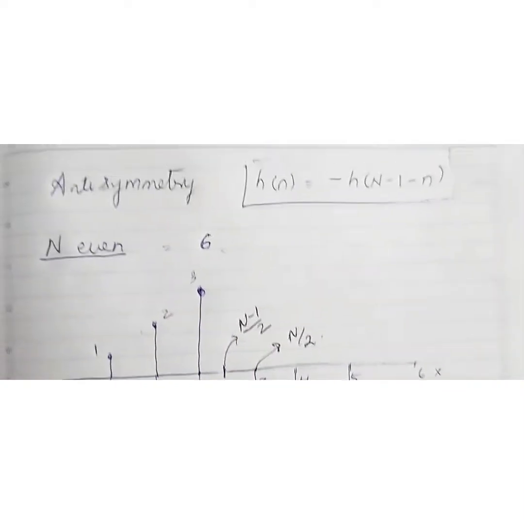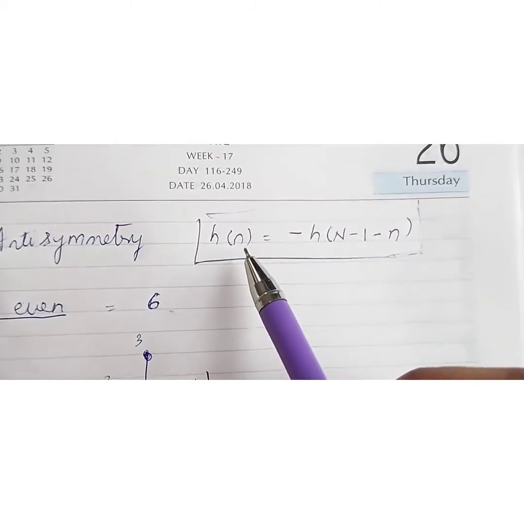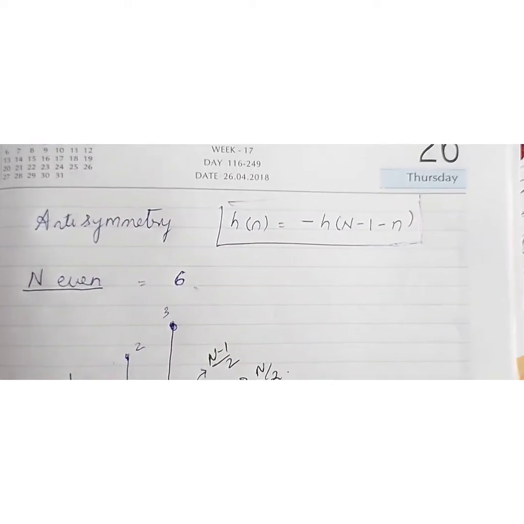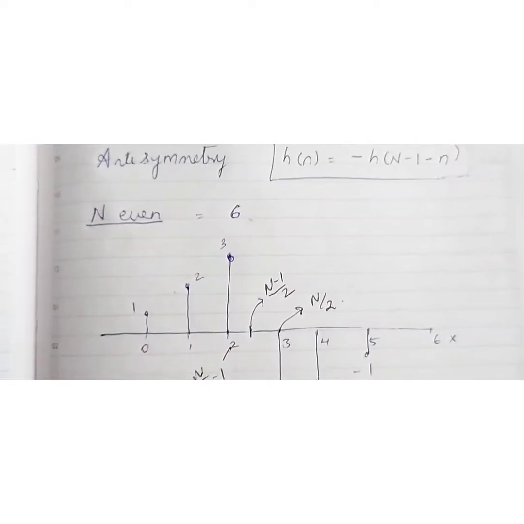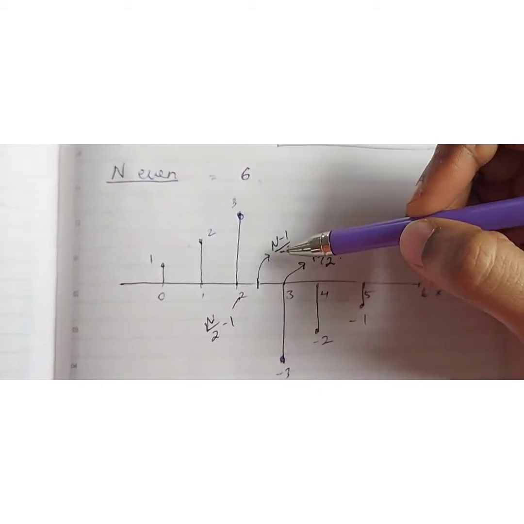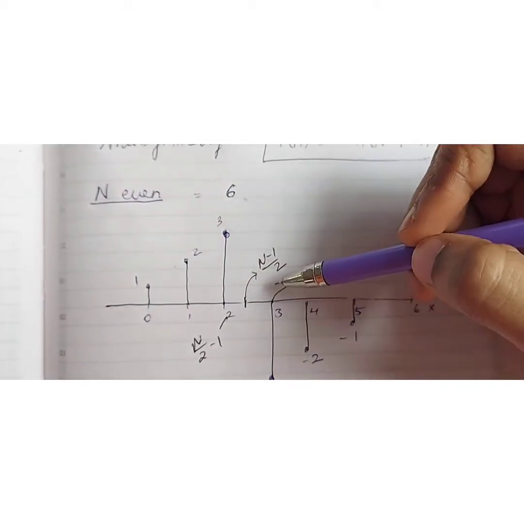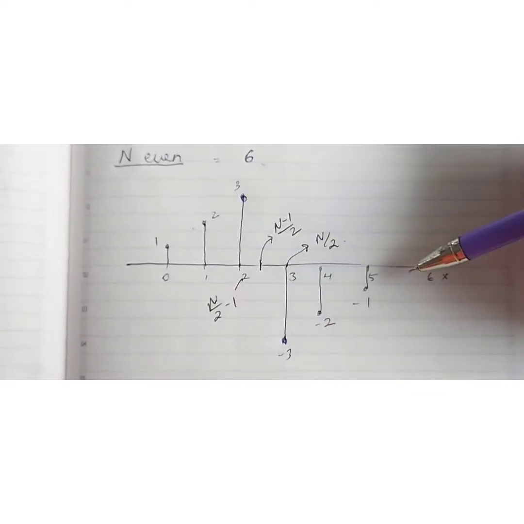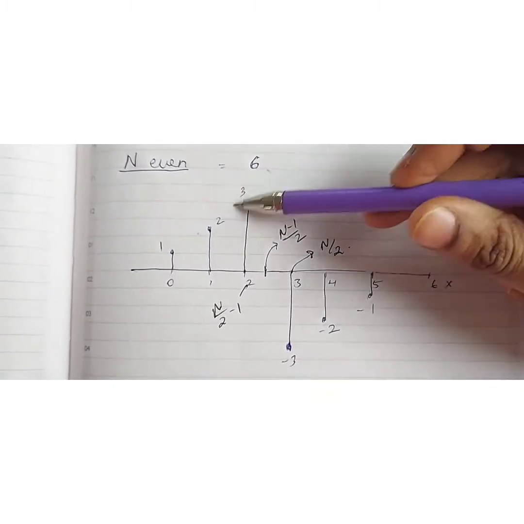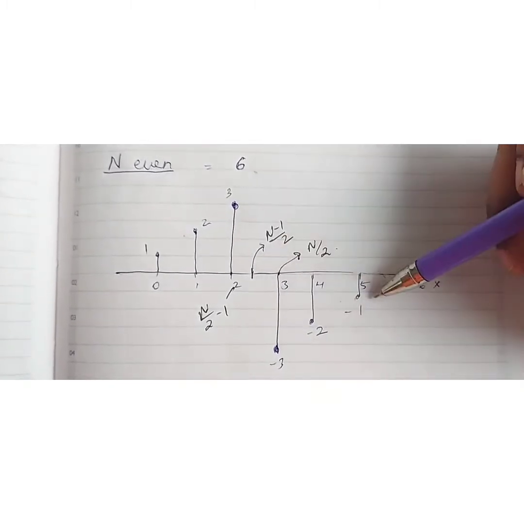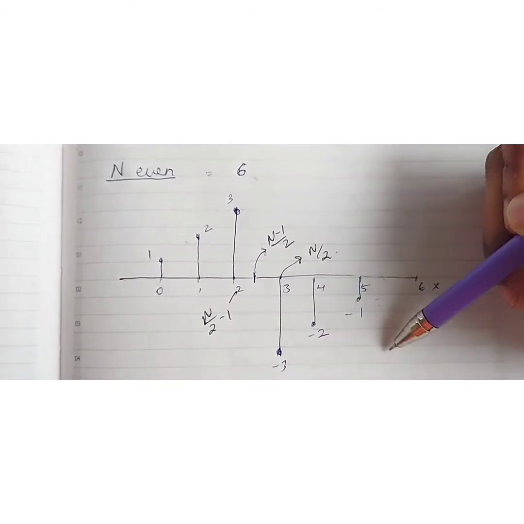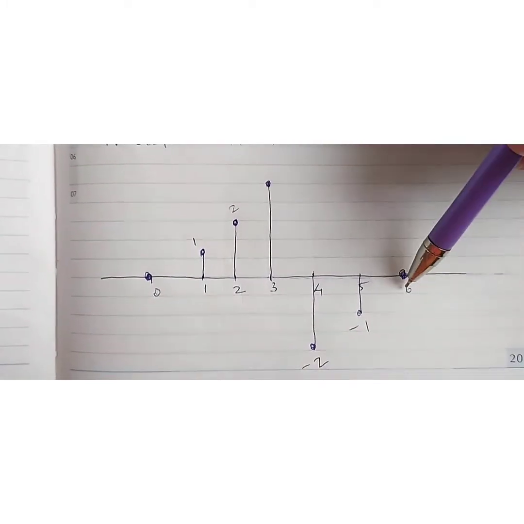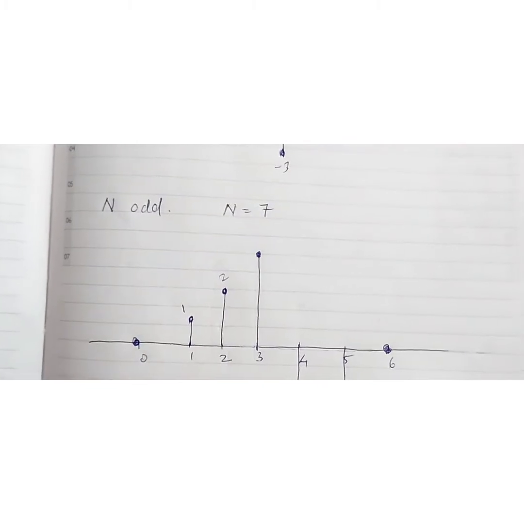For antisymmetry now, the condition is h of n is equal to minus h of (n minus 1 minus n). Okay, this condition is satisfied. So here again, if it is antisymmetric, the midpoint, suppose you take n equal to 6, is (n minus 1) by 2, the same, n by 2 minus 1 and n by 2. All this remains the same. Only thing is, it will have opposite signs. Magnitude will remain the same, but the sign will be different. So this is how the antisymmetric filter looks for n even, n odd. The index values again remain the same.